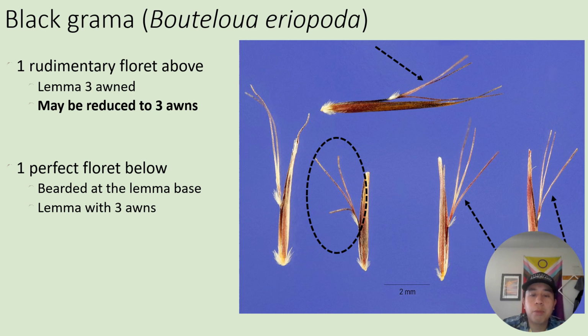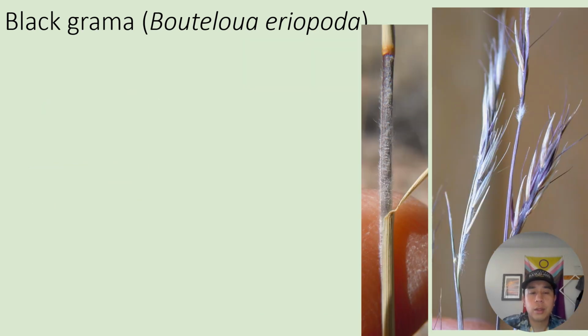And then we have one perfect floret below at the lemma base, which has a lemma also with 3 awns. And again, that is the floret right there that is in that blue bracket. And on this slide, you can kind of see that woolly linnate I was talking about on the culms, or the inflorescent culms, right here.